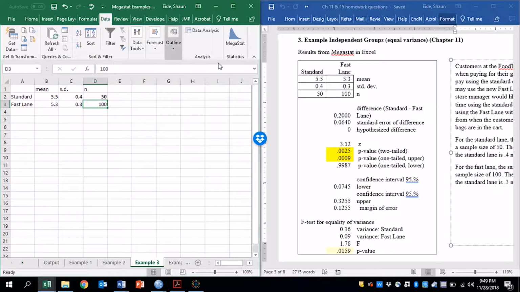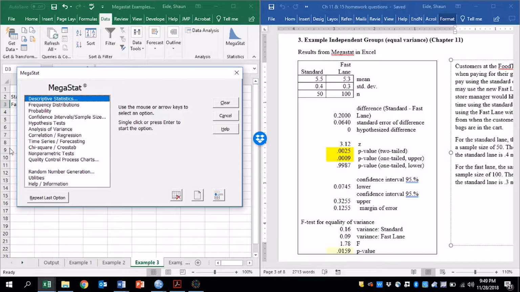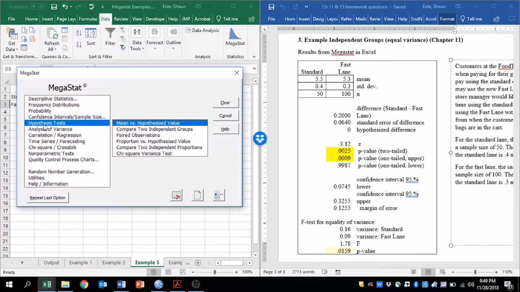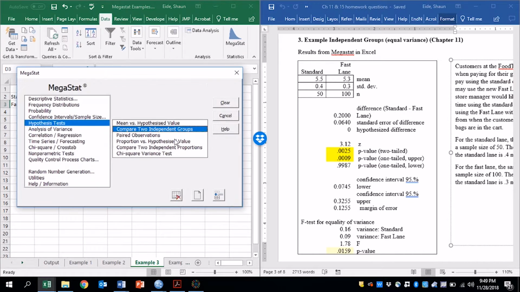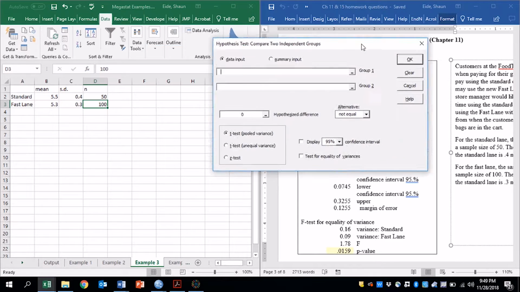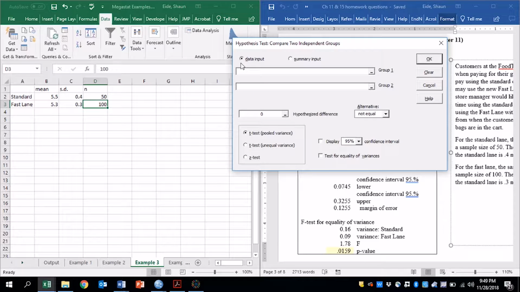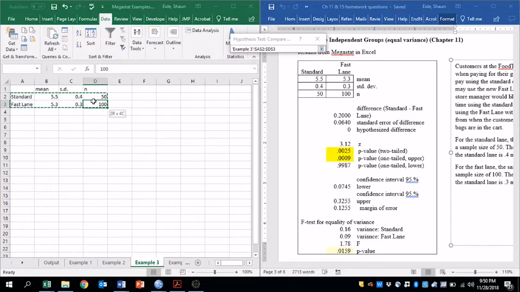So I'm going to click on data, and I'm going to click MegaStat. Then I'm going to click on hypothesis test, and I'm going to compare two independent groups. So that is where we're at right now. We are not doing data input. The reason why we're not doing data input is because we don't have all of the data. What we have is a summary.